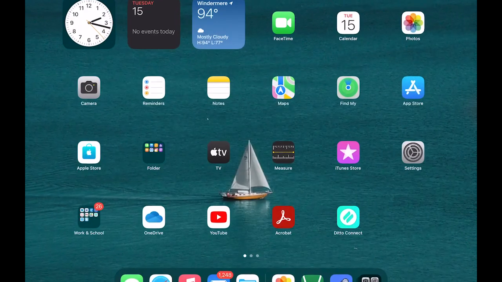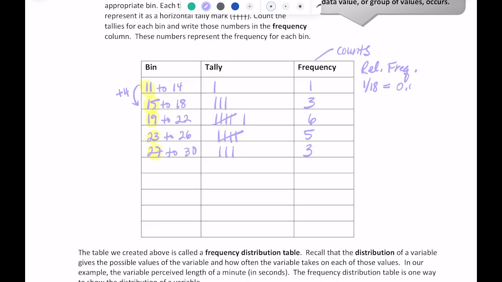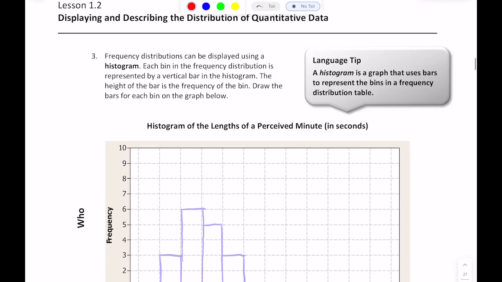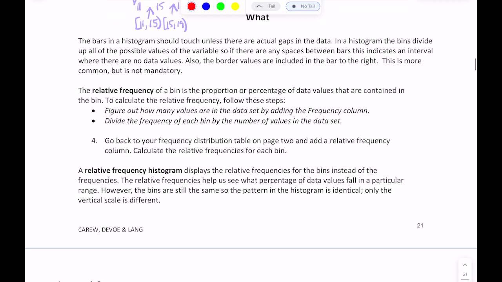So 1 divided by 18 gives me 0.05 repeating. To convert that to a percentage, I just need to move the decimal place 2 to the right, which is just multiplying by 100. So this is like 5.6%, and so on. So you would do 3 divided by 18, 6 divided by 18, 5 divided by 18, and 3 divided by 18, and convert them to percentages. And the percents are your relative frequencies. So you can also create relative frequency histograms as well.